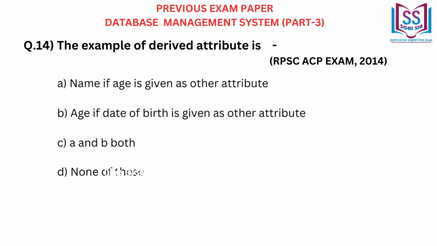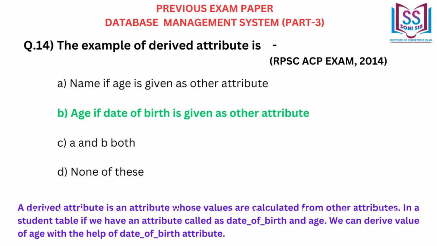The example of derived attribute is A. Name if age is given as other attribute. B. Age if date of birth is given as other attribute. C. A and B both. D. None of these. Correct answer B. Age if date of birth is given as other attribute. A derived attribute is an attribute whose values are calculated from other attributes. In a student table, if we have an attribute called date of birth and age, we can derive value of age with the help of date of birth attribute.